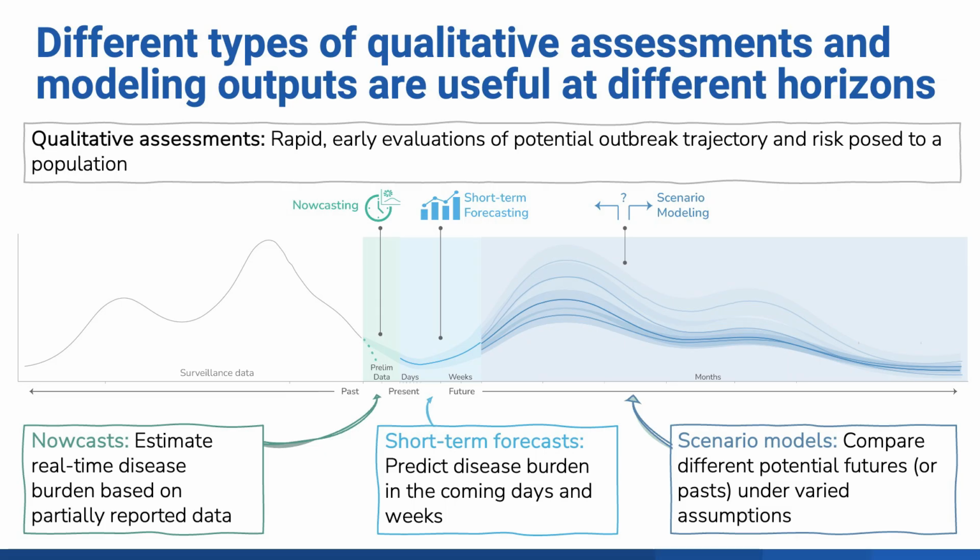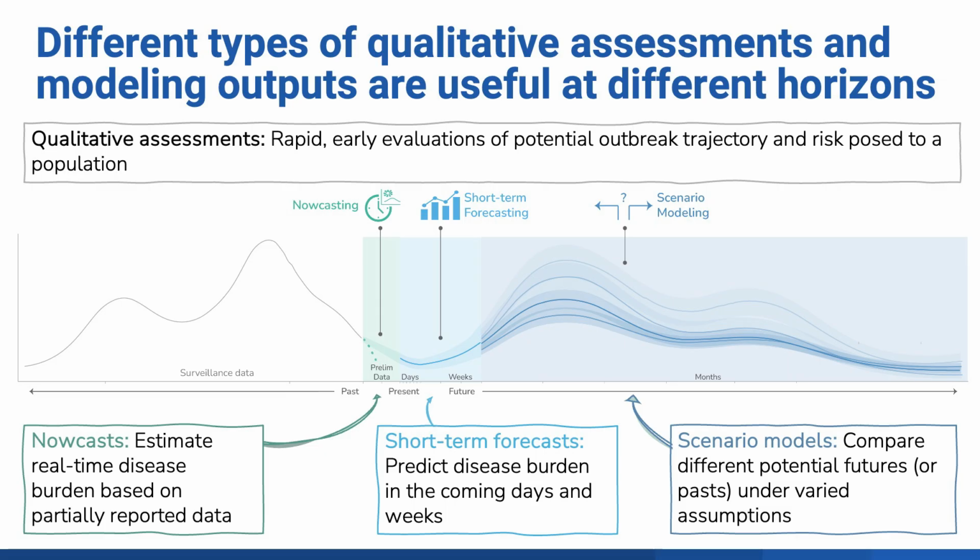These are rapid analyses of potential outbreak trajectory and risk posed to a given population and can be used at any time horizon, including very early in an outbreak when data are limited, and revisited at any point as more data become available. The next are nowcasts, pointed out in green.